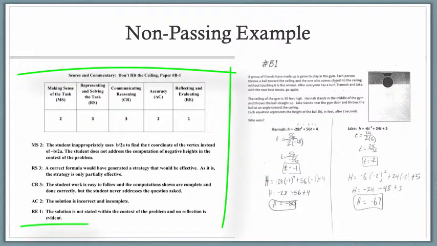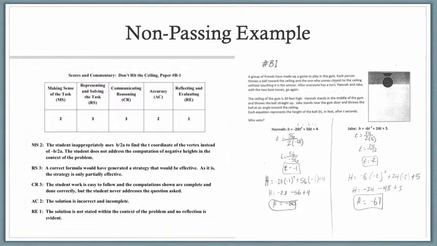If you look on the left, they got a score of 2 for making sense of the task. What that means is they looked over the problem. You can see they used a formula, but they used the incorrect formula. They used b over 2a when they need negative b over 2a. So they kind of made sense of it. They got some credit of it, but they didn't use the appropriate strategy to get there. They also got a 3 on representing and solving the task. So if they had the correct formula, that would have been a general good strategy.